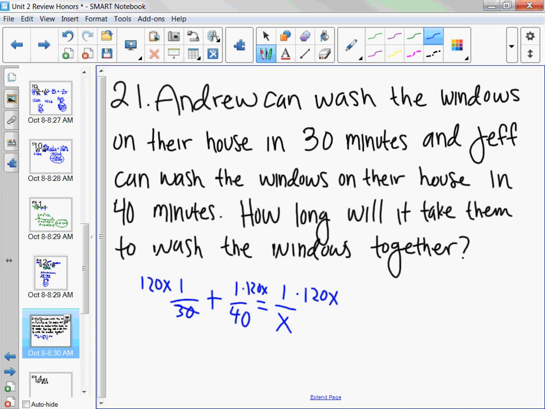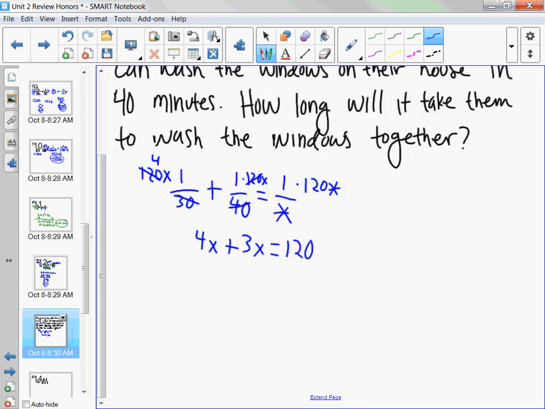So 30 will go into 120 4 times. 4 times x times 1 is 4x. 40 will go into 120 3 times. 1 times 3 times x is 3x. And the x's cancel out on the right, and 1 times 120 is 120. 4x plus 3x is 7x.